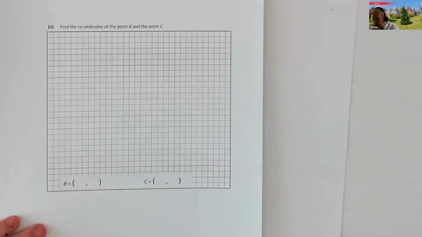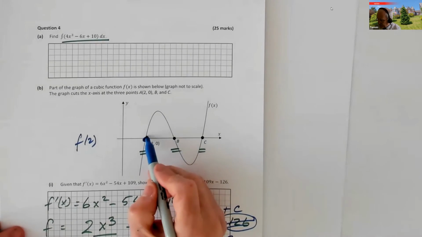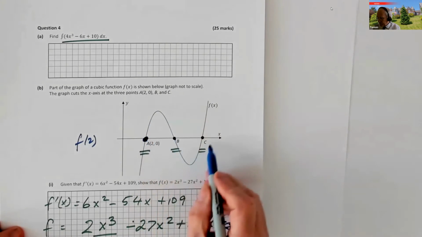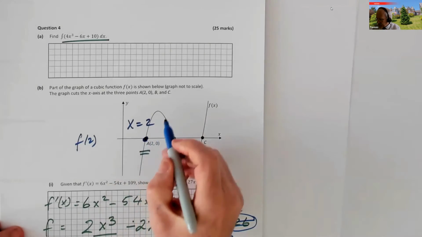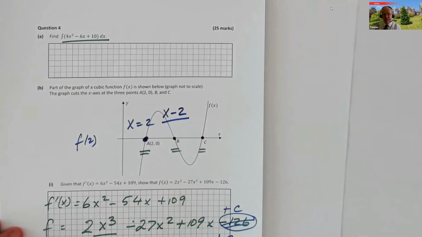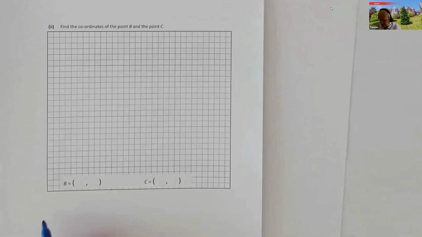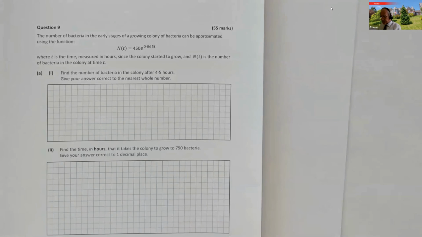Having done that, find the coordinates of b and c. Well, you might know what one of the roots is. X equals 2 is a root. X minus 2 is a factor, so therefore you divide x minus 2 into the x cubed thing, and you find a quadratic that you solve to find the other 2 points.